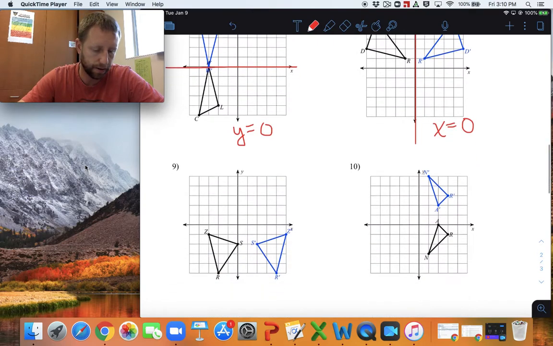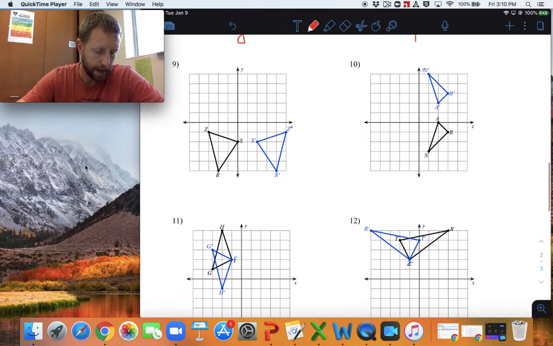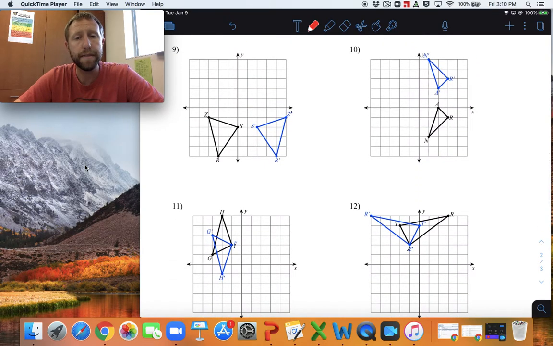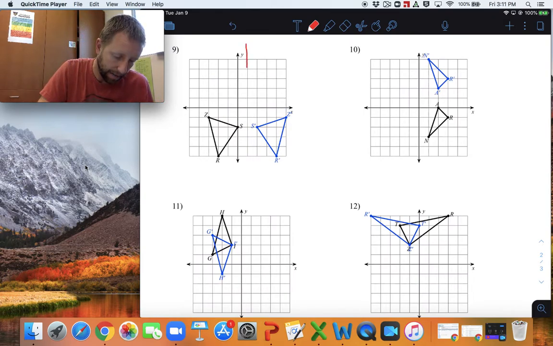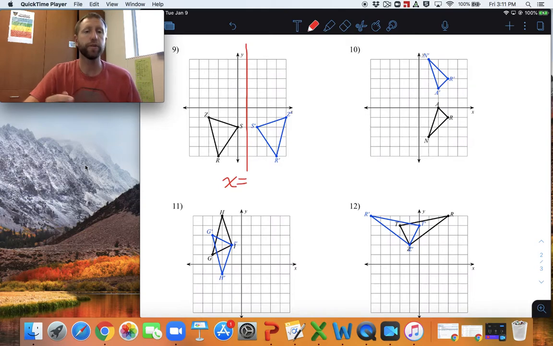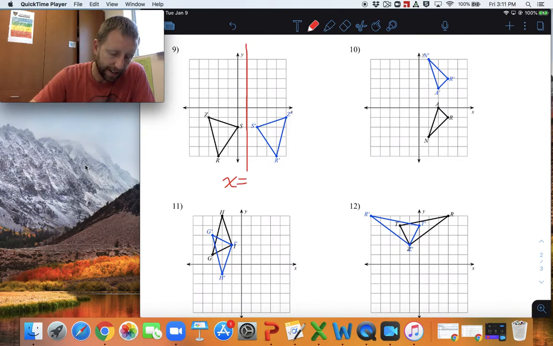Let's go ahead and scroll on down. Look at 9. For number 9, it's going from the left to the right again. So it's going to be a vertical line again. All vertical lines are going to start with the equation x equals some number. In this case, it crosses the x-axis at positive 1. So my equation is just x equals 1.